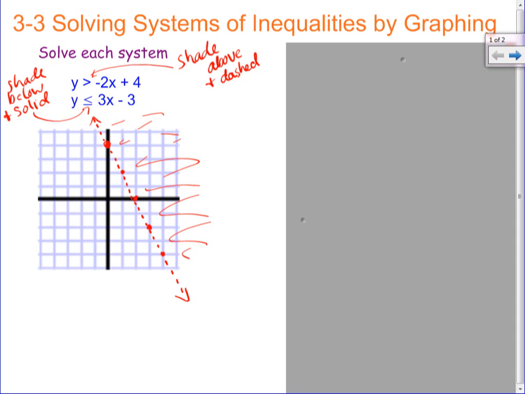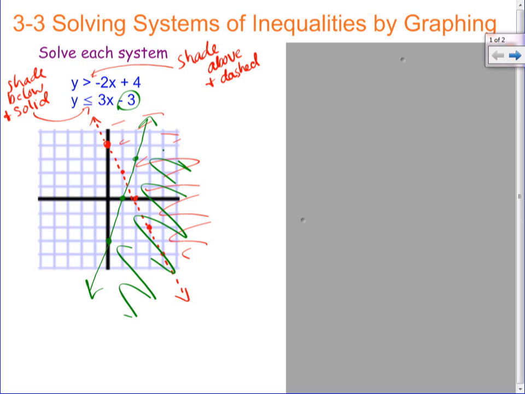Okay, and the other one. This one starts at -3. So we'll go down 3. And the slope here is up 3 over 1. And you told me it was a solid line. All right, this one we're shading below. So again, really lightly, we're going to shade below the line.